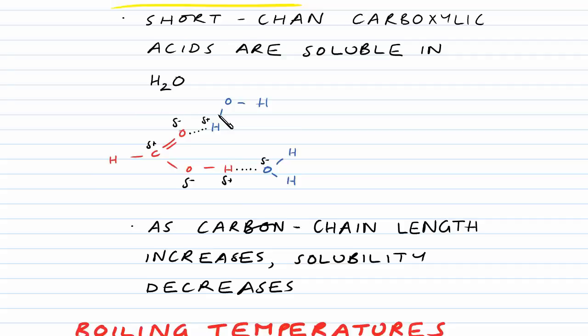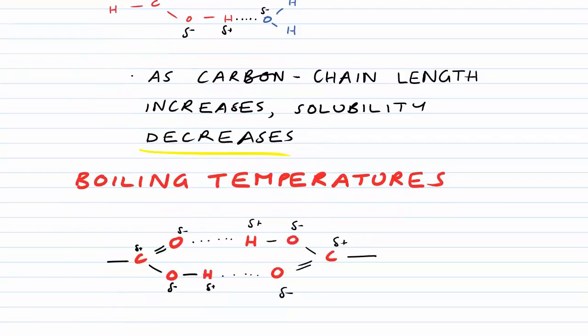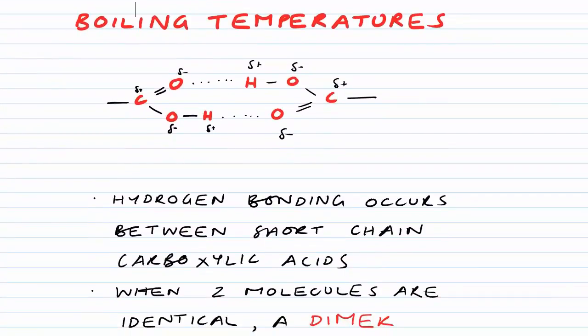Now, as the carbon chain length increases, the solubility decreases. So it's the short chain carboxylic acids that are most soluble. Now, let's have a look at the boiling temperatures and the trends we see in these. Well, hydrogen bonding can actually occur between our short chain carboxylic acids, as you can see here. We have those 3 polar bonds, and we have a hydrogen over here, and we have an oxygen attached to an electronegative carbon, which allows these hydrogen bonds to be formed.